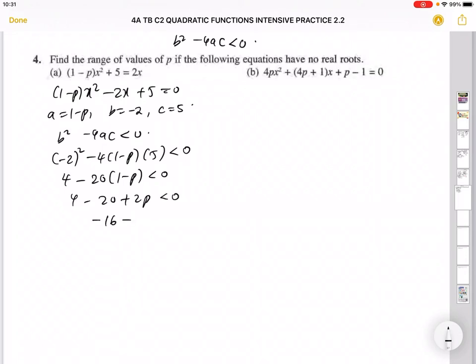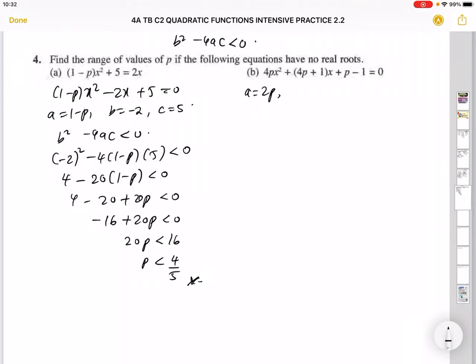Okay, I made a mistake. This is 20 here. Negative 16 plus 20b less than 0. 20b is less than 16. b is less than 16 divided by 20, which is 4 over 5. Okay, the third one again is already arranged for you, so it's easy.